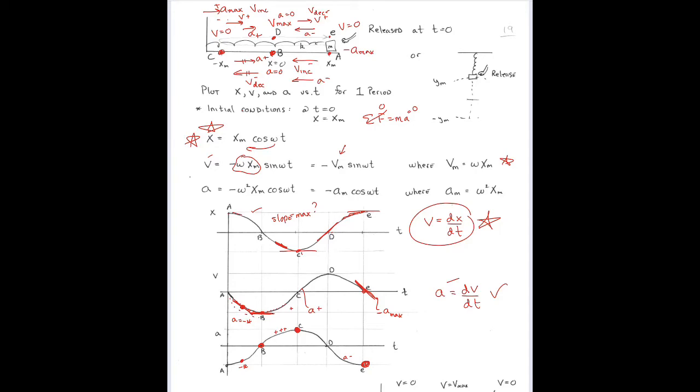So the weird thing is the velocity is 0 at the endpoints, which makes sense. It's going back and forth and stopping. But when it turns around, the accelerations are maximum at the endpoints. It's plus A max on the left and minus A max on the right because of the direction that the change of velocity occurs in.